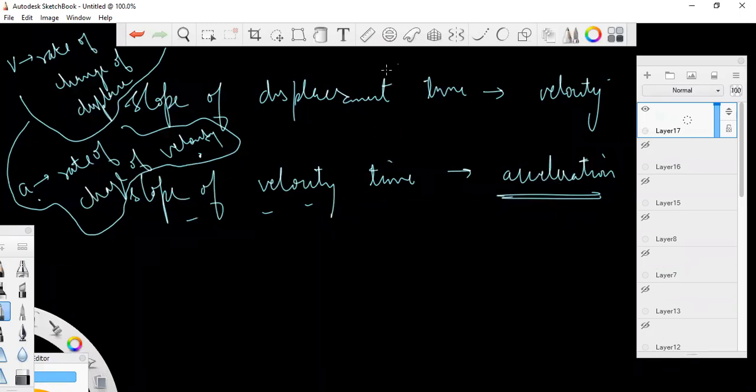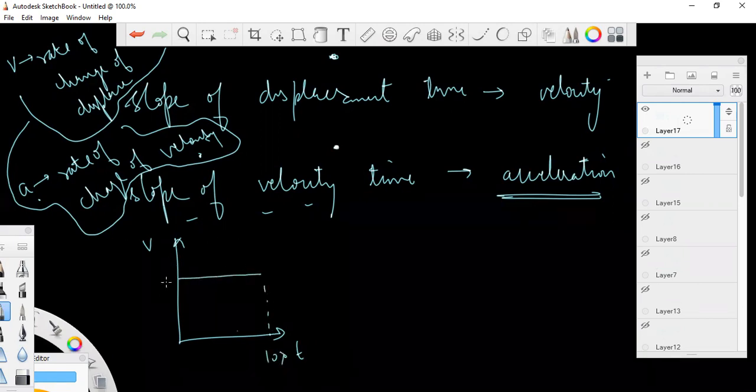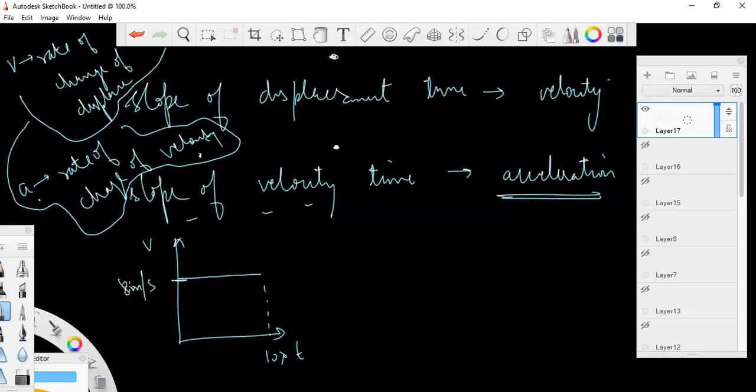So these two things will be very important. Just note this down. Next thing is, let's say you have a velocity time graph, and it is given to you that the object is starting from origin, and the graph is given like this, traveling for, let's say, 10 seconds at a velocity of, say, 8 meter per second. Object was starting from origin.